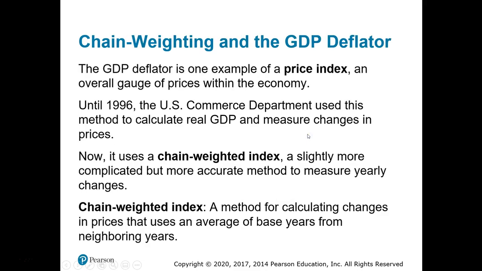All right, so the GDP deflator is just one price index, a gauge of prices over time. In 1996, the U.S. Commerce Department used this method to calculate real GDP and measure changes in prices. Now it uses what's called a chain-weighted index, which is a little bit more complicated, but it's more accurate than measuring yearly. A chain-weighted index is a method for calculating changes in prices. It uses an average of base years.